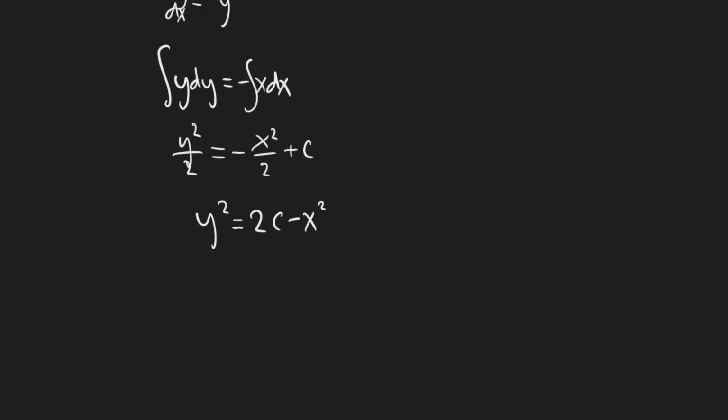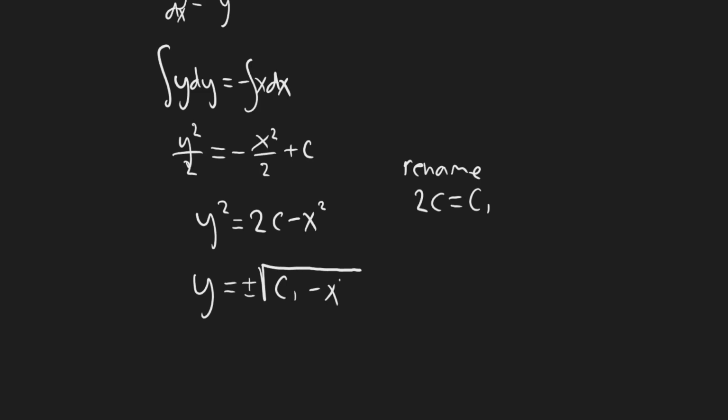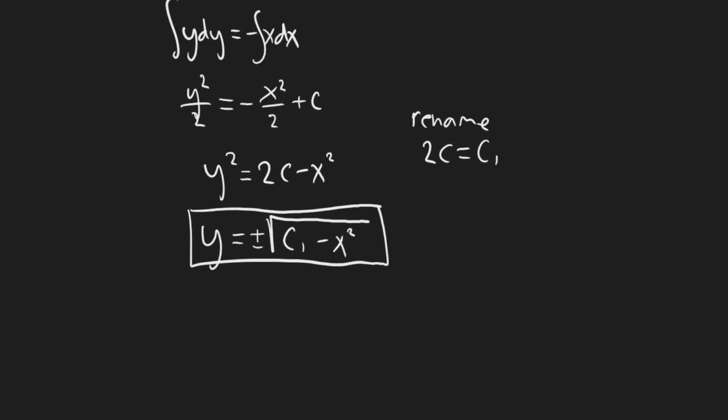But we can, of course, as we have been doing, rename 2c to be a new constant. 2c equals c1. So y then equals plus or minus the square root of c1 minus x squared. Like that. All right, there we go. That's going to be the final answer for y. And of course, if we wanted to, we could have solved for x, but in all of these examples, we are asked to solve for y.